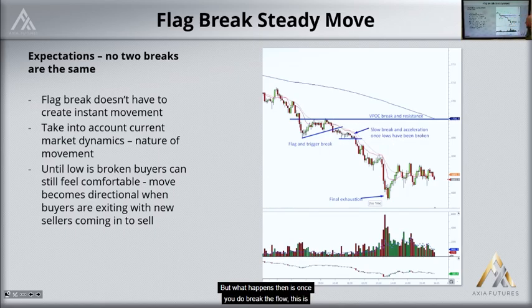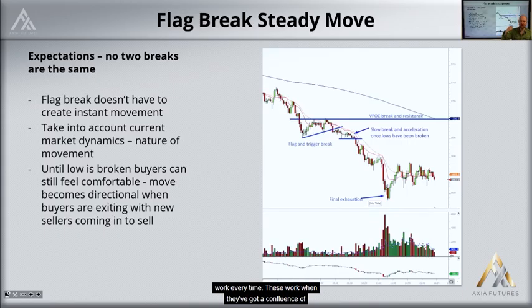But what happens then is once you do break this low, this is where the acceleration phase comes from. And then you get a final exhaustion phase as you push through an hourly level as well. That's where the real action comes from. Like I say, the flag is a tool for playing a wider movement, not simply a pattern to be played on its own. This is where people get themselves in trouble with patterns, because they repeat simple pattern trades as if they will work every time.